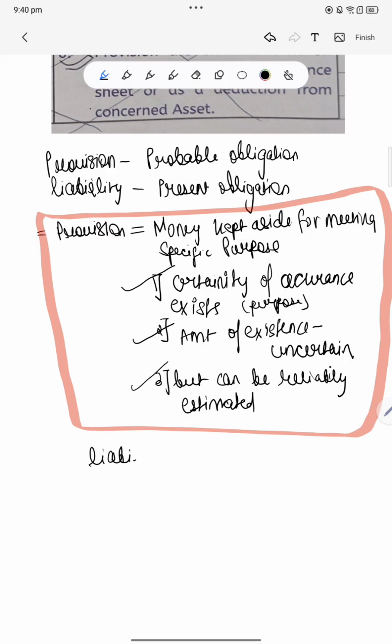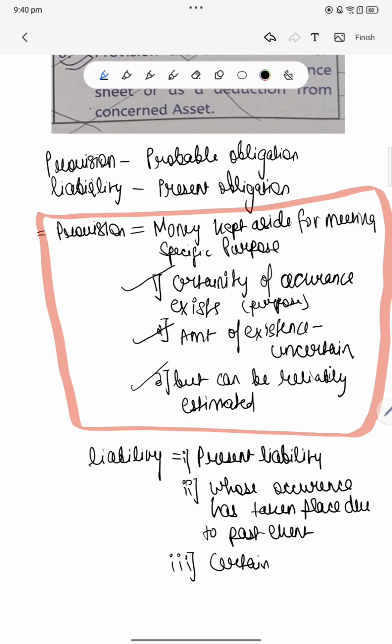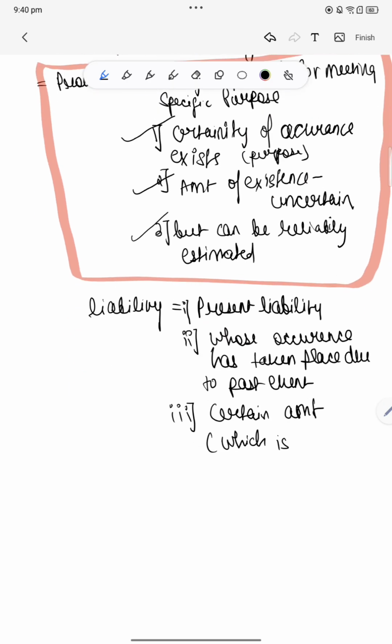Liability, in simpler terms, is a present obligation whose occurrence has taken place due to a past event, and this liability has a certain amount which is not estimated but reliably measured.